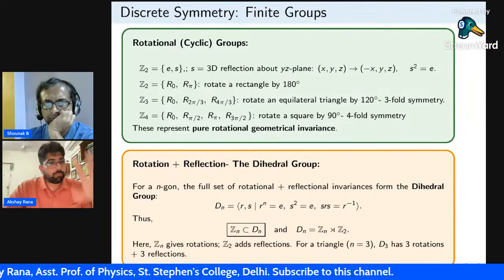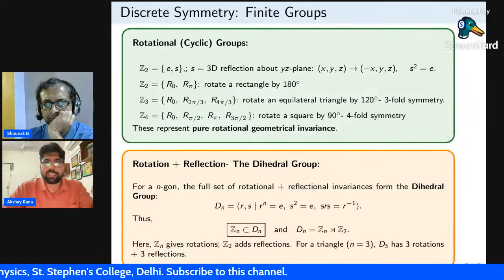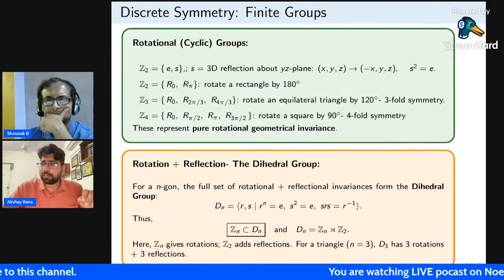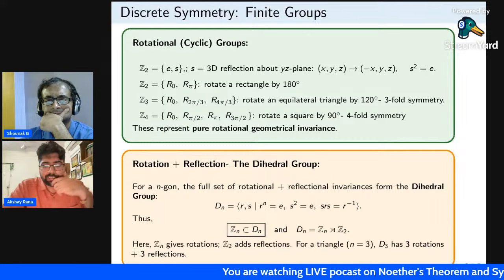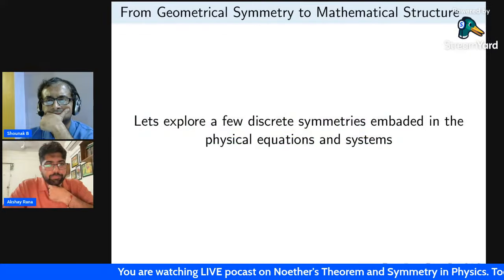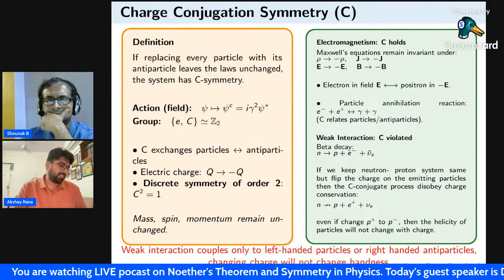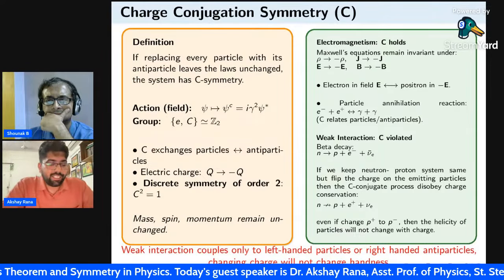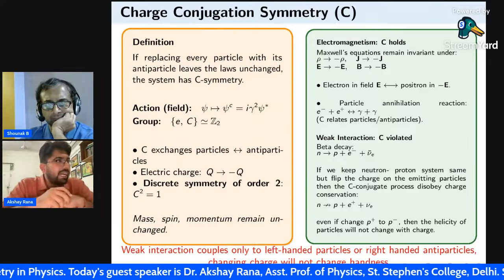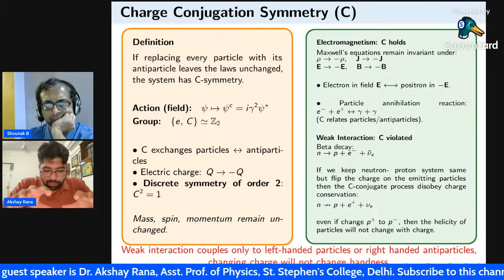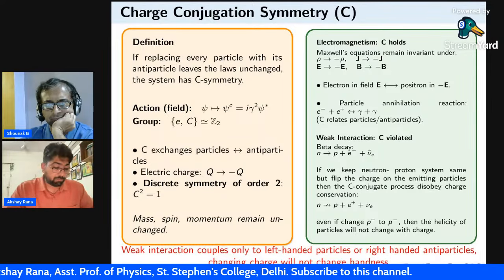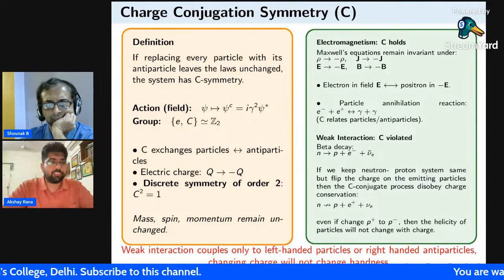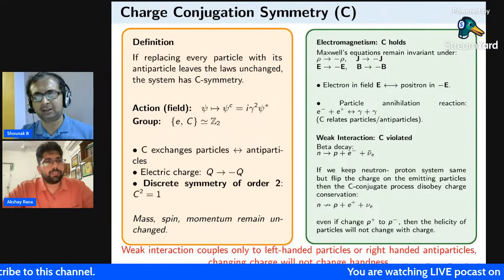I'm going to talk about two or three extremely important discrete symmetries. There can be many more, but I'm going to talk about these three important symmetries which are very fundamental to nature. Let's talk about this particular symmetry, which we call charge conjugation symmetry. I am hoping that the students here, if they are first-year undergraduates, must know at least the Maxwell equations.